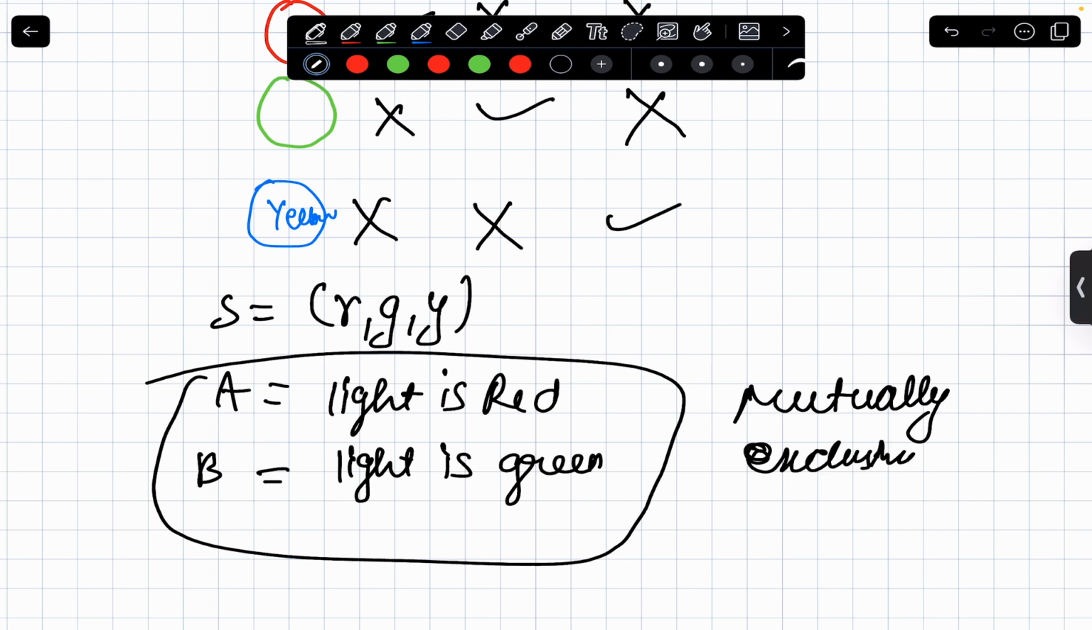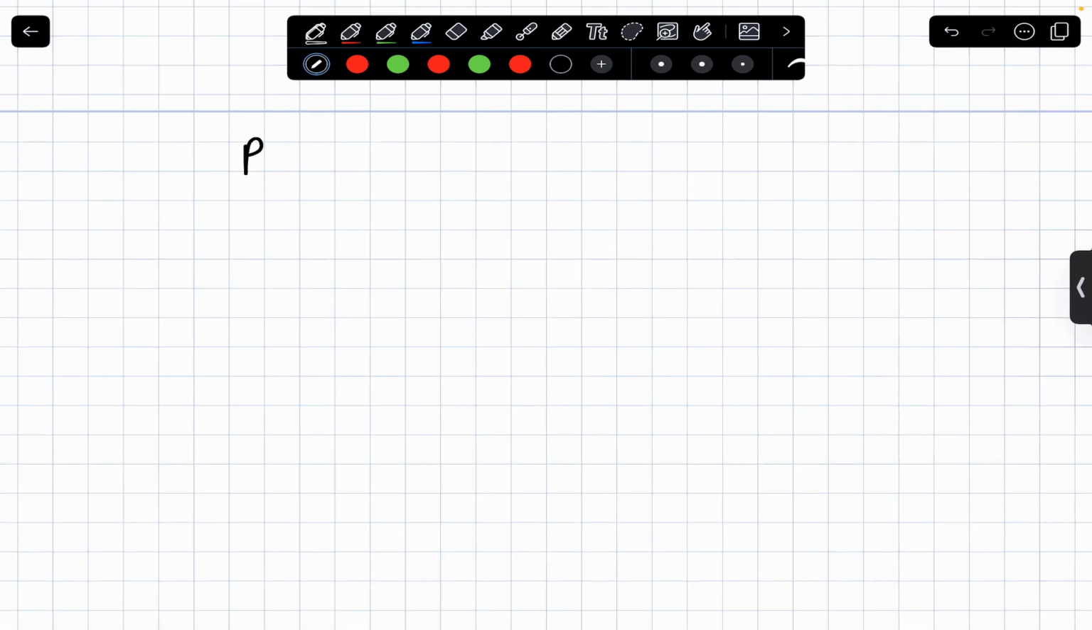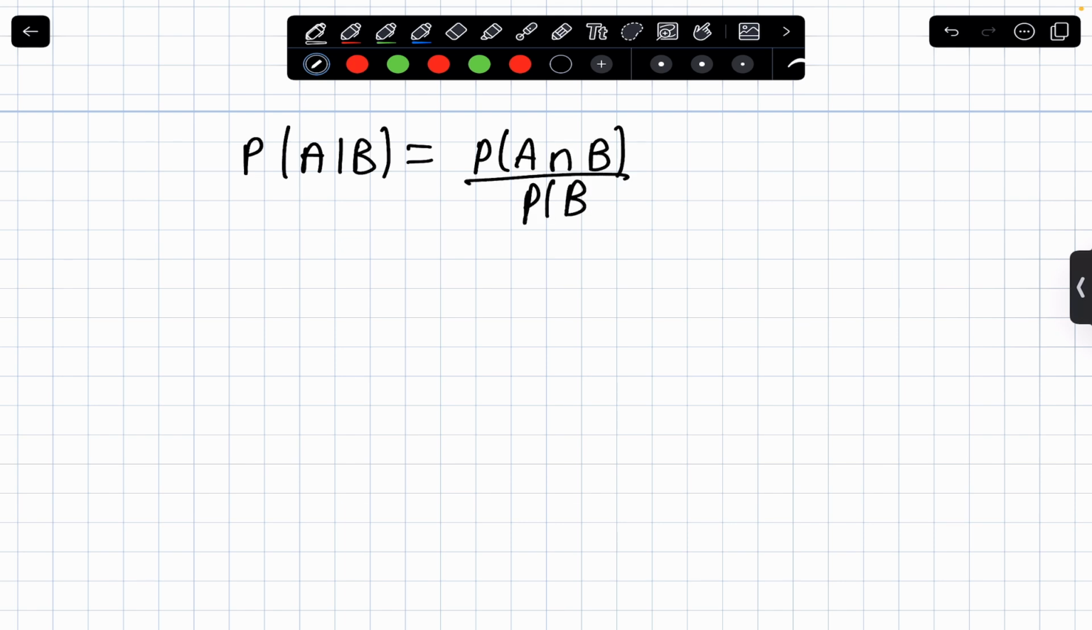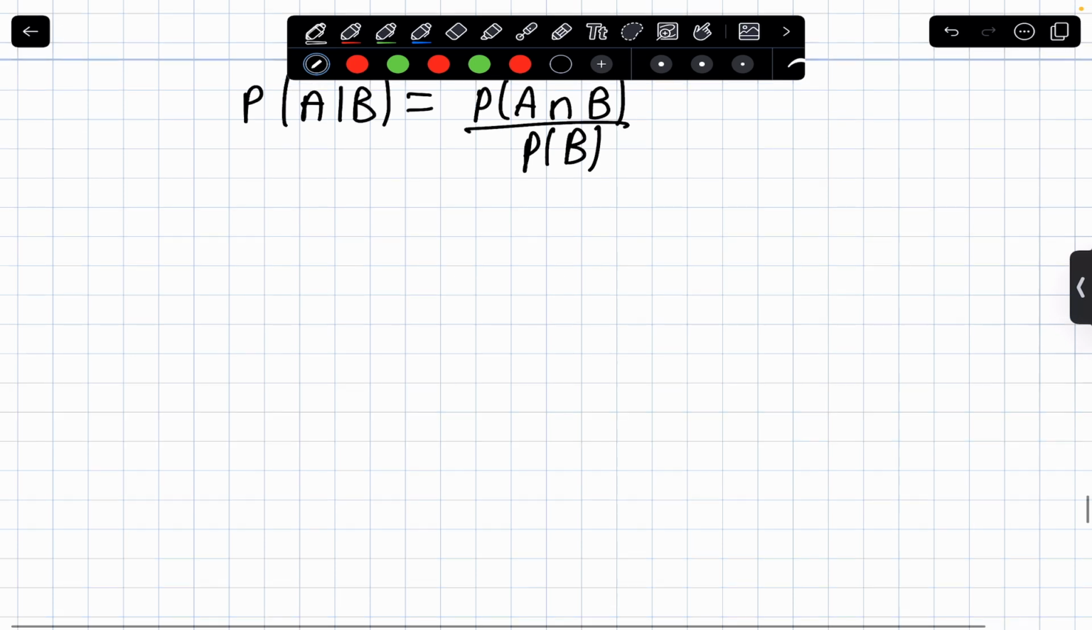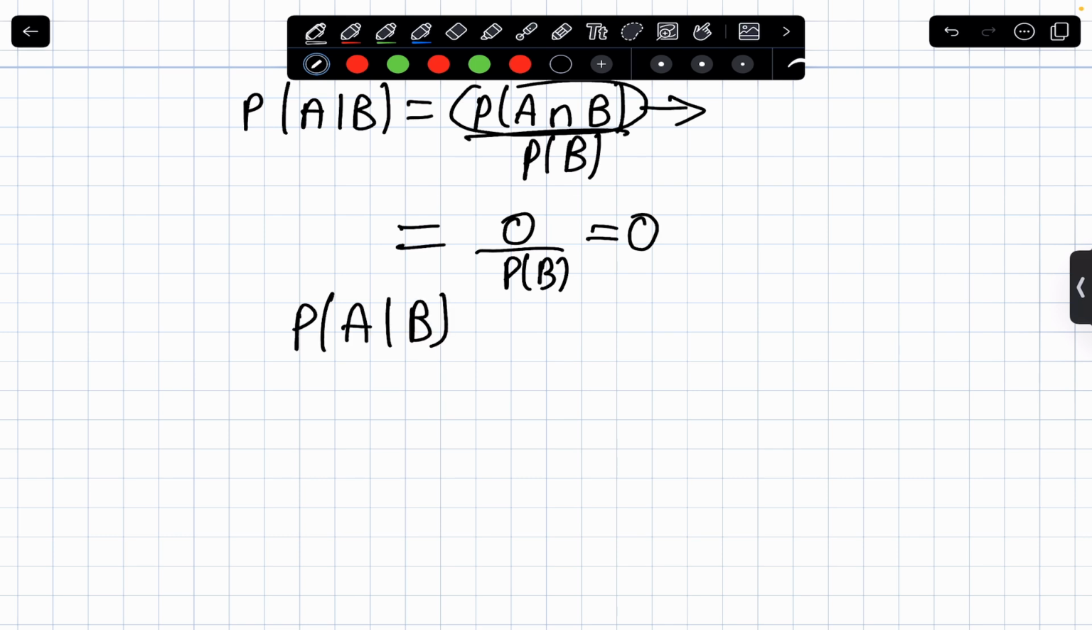And if the events are mutually exclusive, then the conditional probability will also be zero. The conditional probability is the probability of the intersection divided by the probability of the given event. If the numerator is zero, then zero divided by anything will be zero. So if the events are mutually exclusive, their conditional probability will be zero. Got this? Very good.